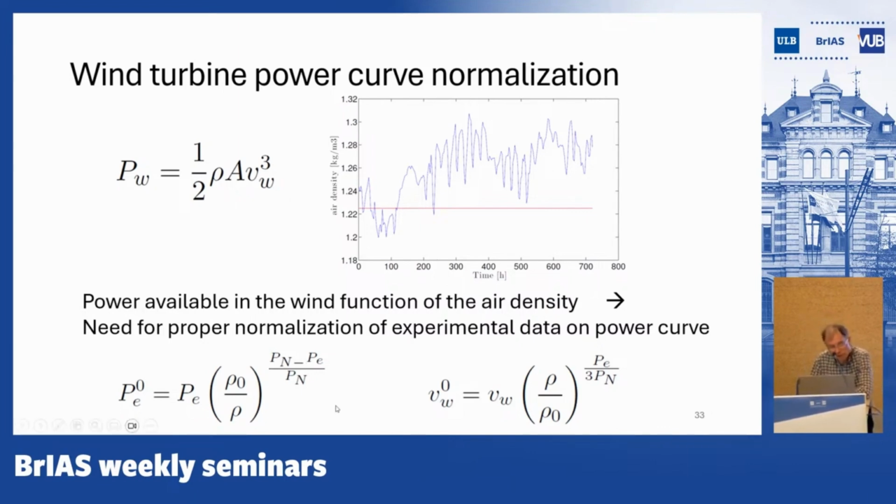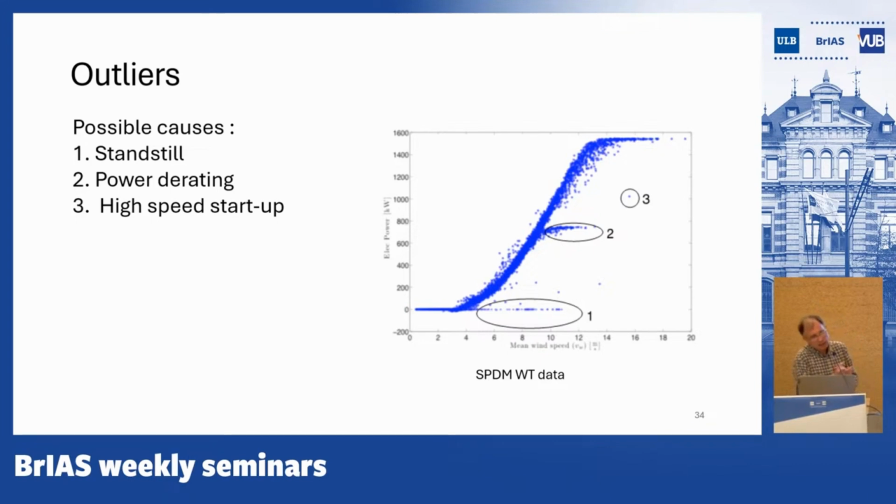There are different ways to do that. You must also account for the way the wind turbine is controlled. We have chosen this one, and just for the sake of clarity, what you need to keep in mind is that the normalized values are indicated by this 0 exponent here. Now, when you have normalized the data, here is what you get when you use SCADA data and plot the power curve.